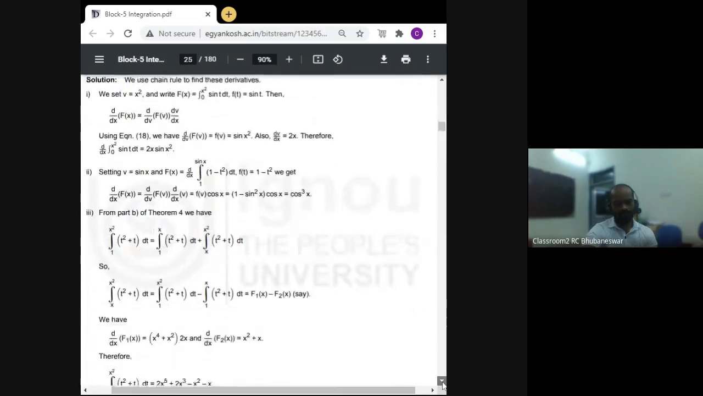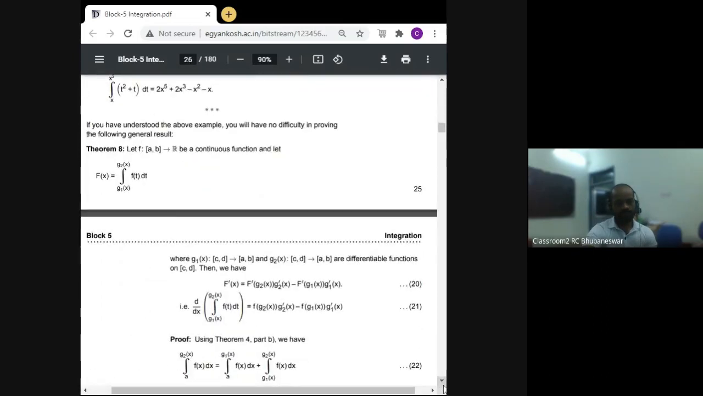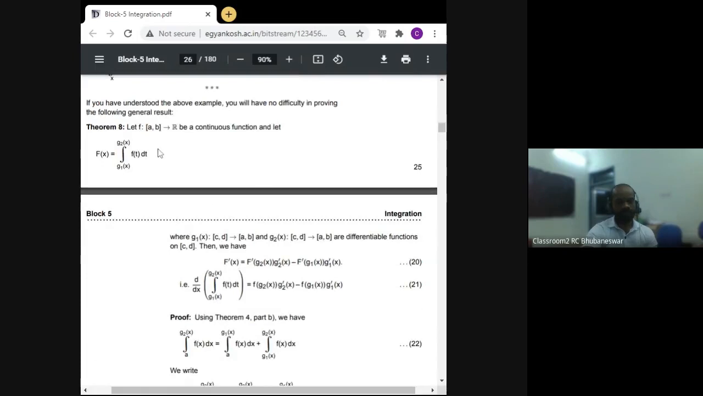So some more results are given. Look at the expression in theorem number 8. This particular result is useful when we are going to calculate the integration of a function where the upper and lower limits are themselves functions, in the form of g1 and g2. So look at this expression.